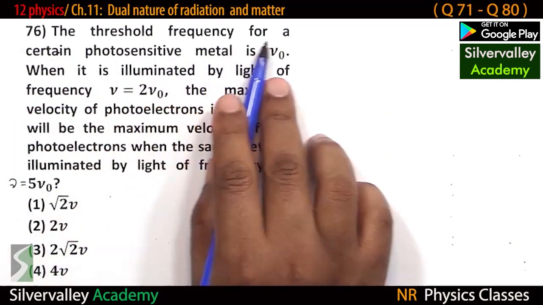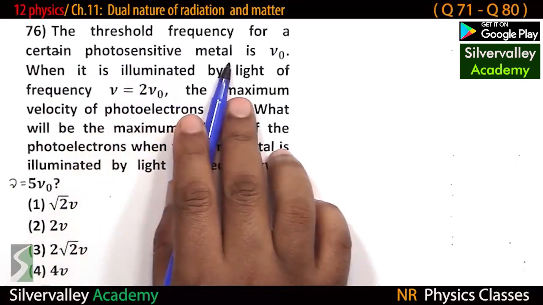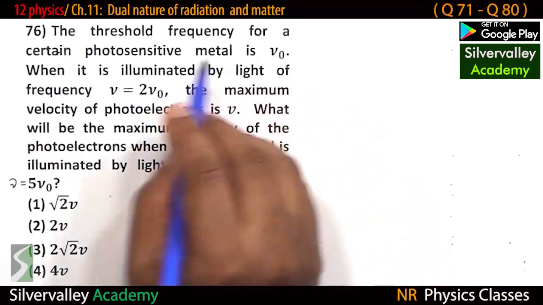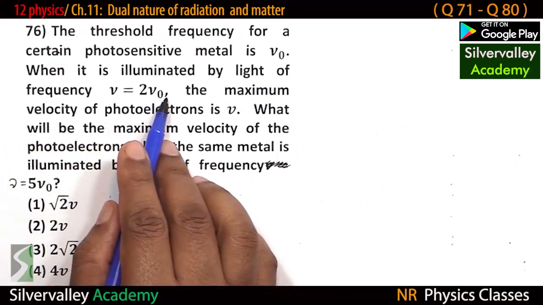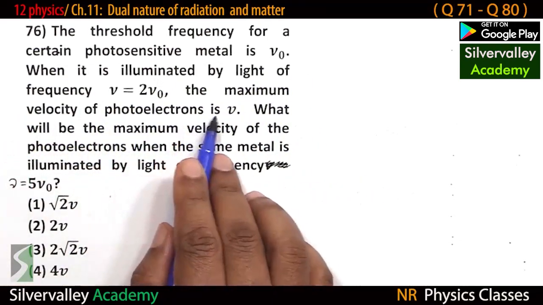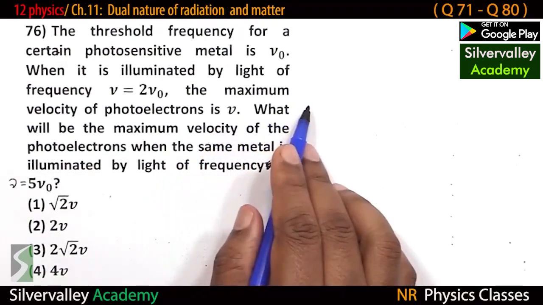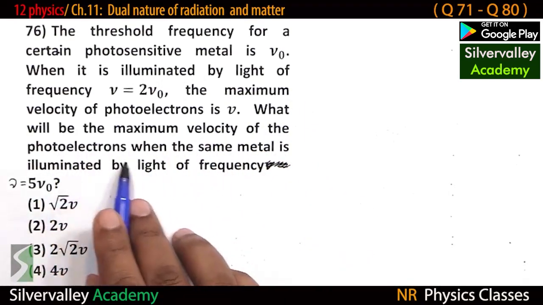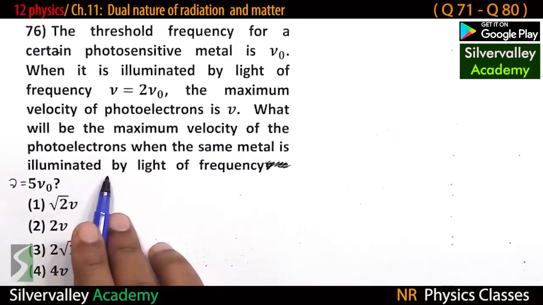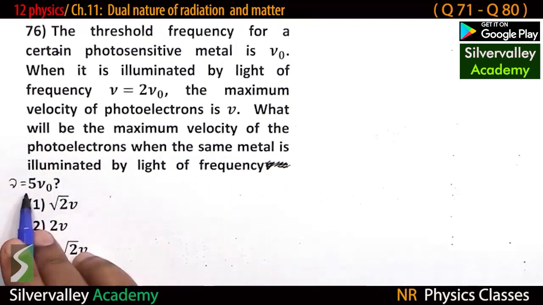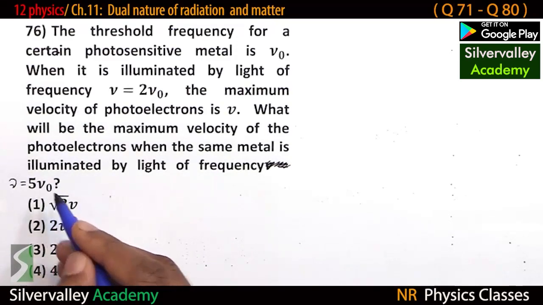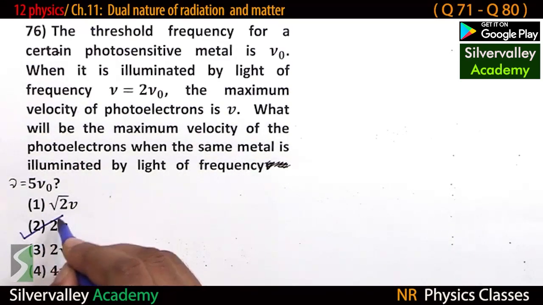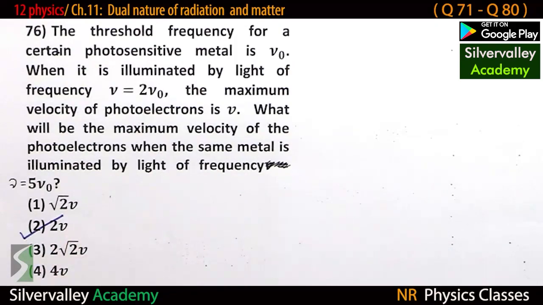The threshold frequency for a certain photosensitive material is nu naught. When it is illuminated by light of frequency 2 nu naught, the maximum velocity of photoelectrons is v. What will be the maximum velocity of photoelectrons when the same metal is illuminated by light of frequency 5 nu naught? 5 nu naught minus nu naught is 4, 4 is 2 square, so it should be 2v. Let us check.